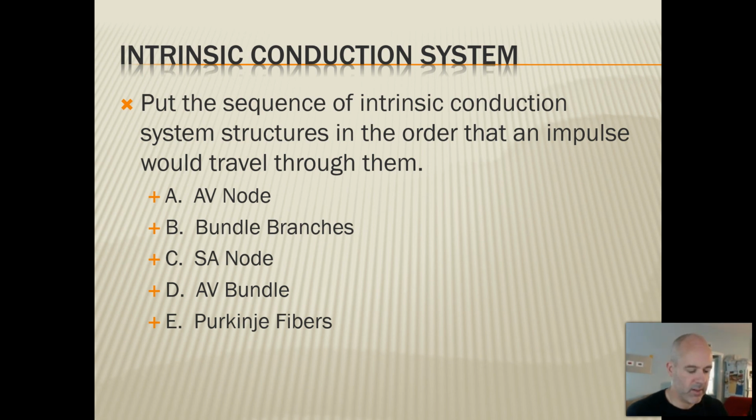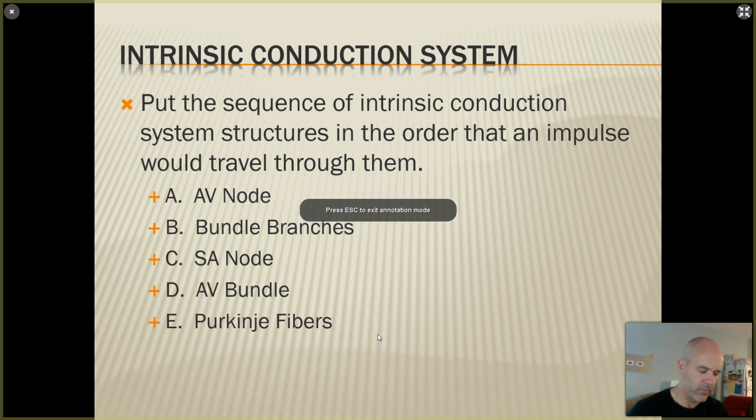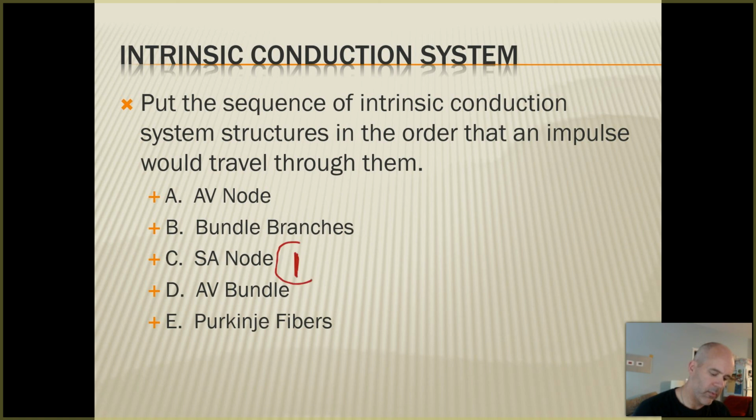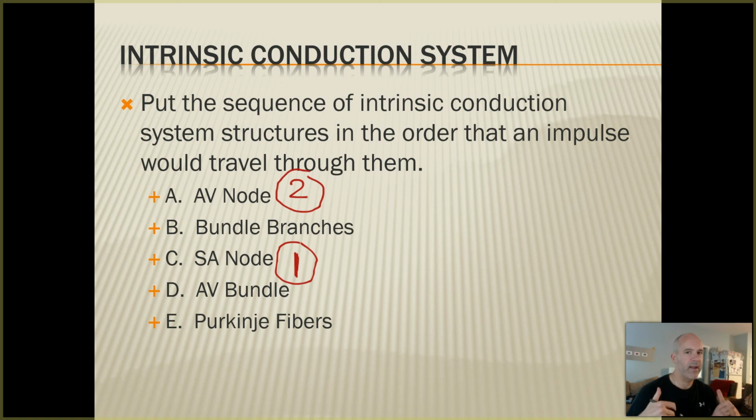So where does the electrical signal or action potential start? Hopefully you're choosing SA node for that one. Number 1 there, and then the signal passes over to the AV node. That's number 2. The AV node is up there in the right atrium, pretty close to where you have that opening that leads to the right ventricle.